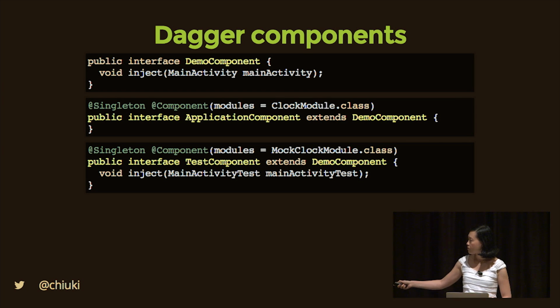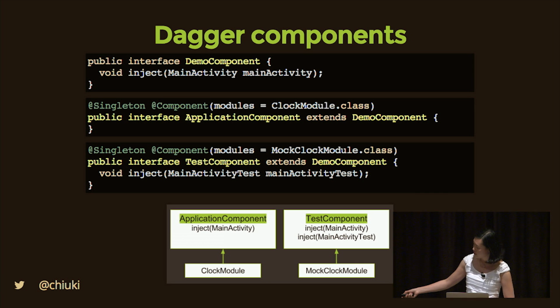And here, the way you define what's inside your component is by these annotations. So for the application, we will have a clock module that will actually give you today's date. And in the test component, we'll provide a mock clock module so that I can control what date gets used.